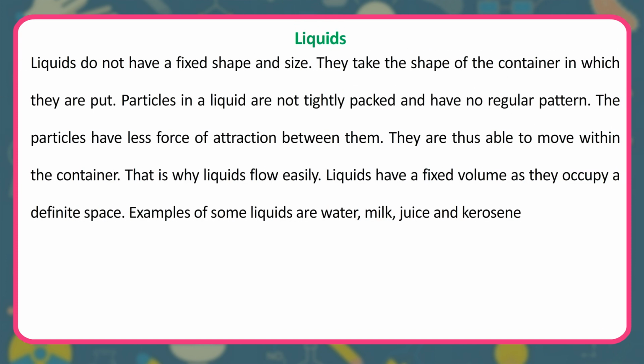etc. Liquids. Liquids do not have a fixed shape and size. They take the shape of the container in which they are put. Particles in a liquid are not tightly packed and have no regular pattern. The particles have less force of attraction between them. They are thus able to move within the container. That is why liquids flow easily. Liquids have a fixed volume as they occupy a definite space. Examples of some liquids are water, milk, juice and kerosene.